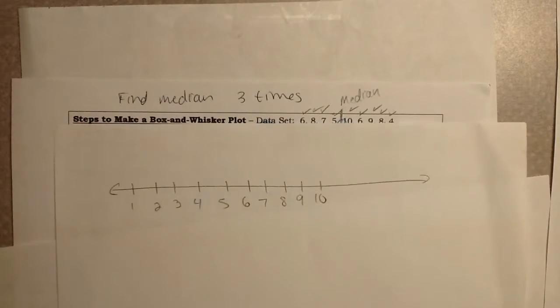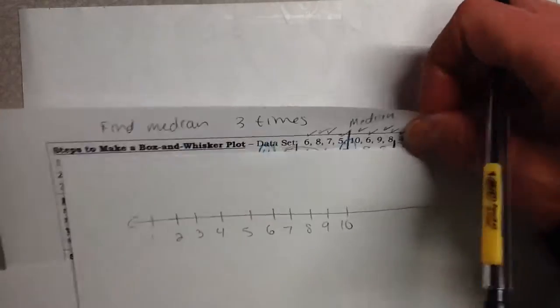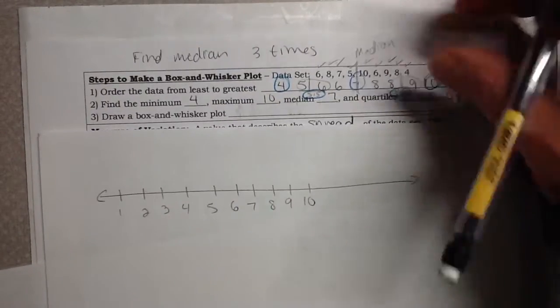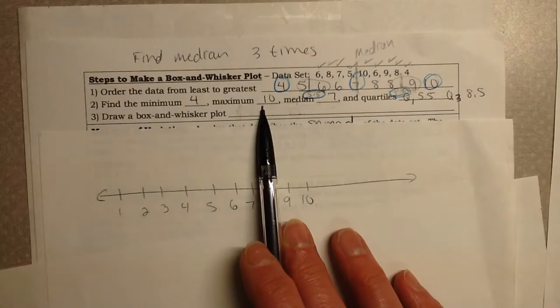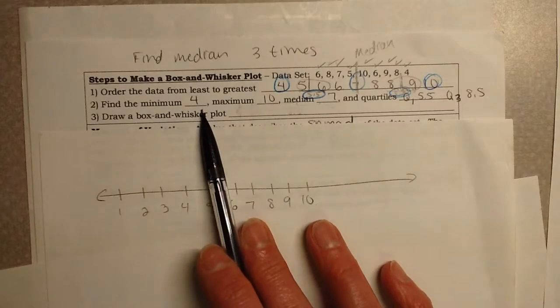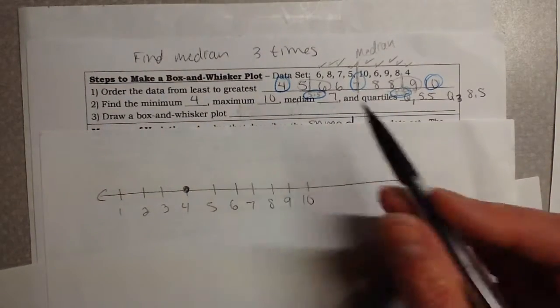Okay, now I'm just going to draw mine on a separate sheet of paper because I really didn't give you a lot of room there. So I drew a number line from 1 to 10 because my max is 10. I'm going to go to my minimum, which is 4, and I'm going to put a point at 4. My maximum is at 10.